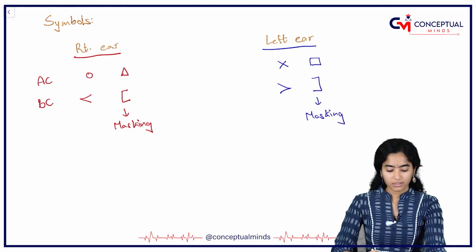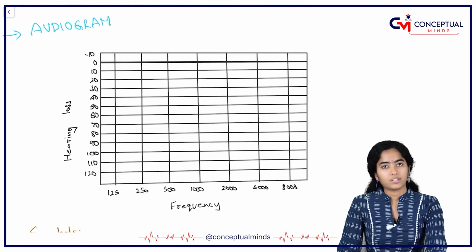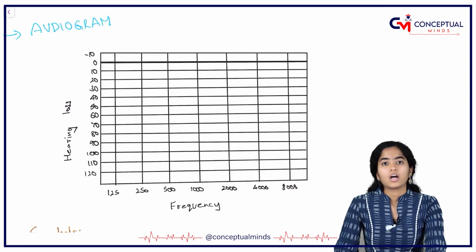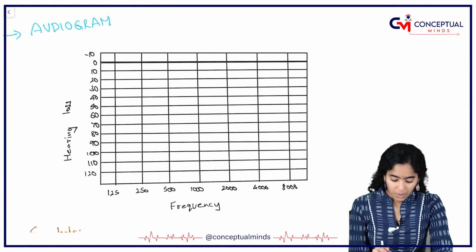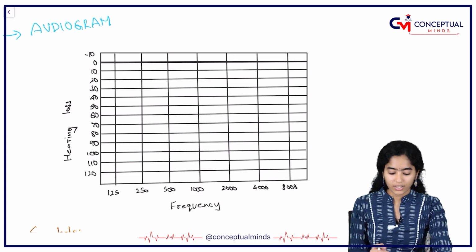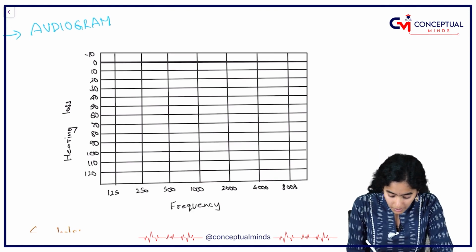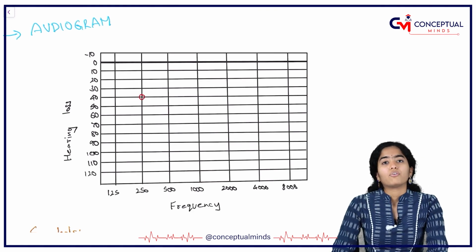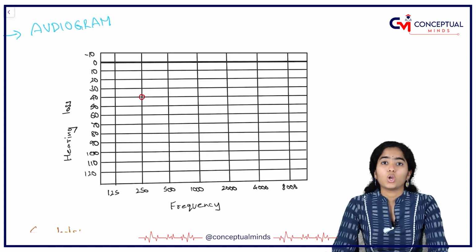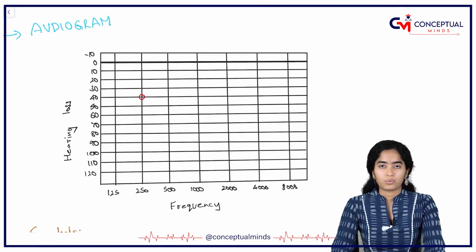Now let me plot them on the audiogram so that you would completely understand. First I am checking the right ear. First we check for air conduction and then for bone conduction. So the patient on the right side is having a hearing loss of 40 decibels at 250 Hz frequency. So I will mark a circle here. 40 decibels is his hearing loss. It is not the level at which he can hear, it is his hearing loss that you have found out by increasing the intensity of sound.